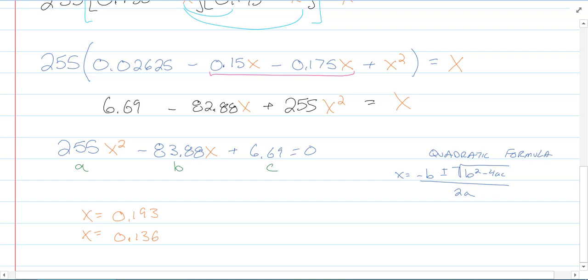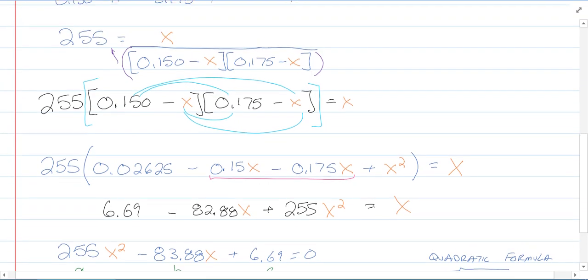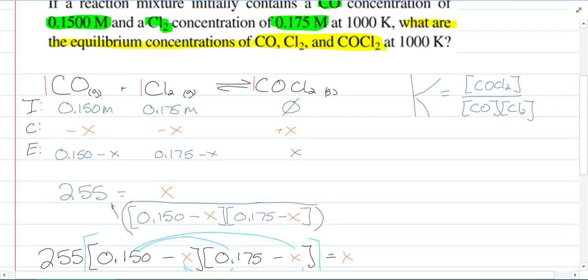So which answer is right? I don't know. Let's look at our original conditions. For x here, I have 0.193 or 0.136. And if I look, 0.193 is bigger than my initial concentrations. So this one is too large. A lot of times, one will either be negative or too large. Very rarely, and I don't think I've ever given a problem, where you have two answers that could be right and you have to actually put them back in.